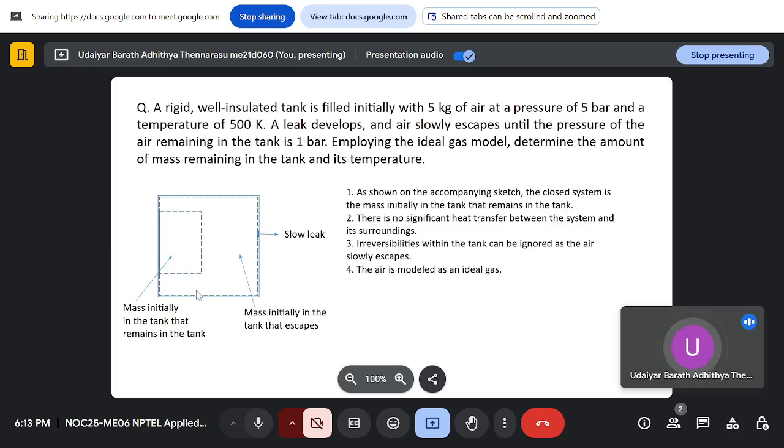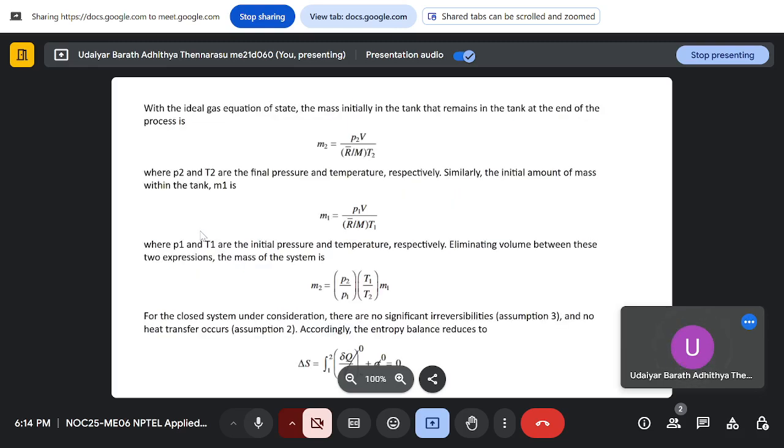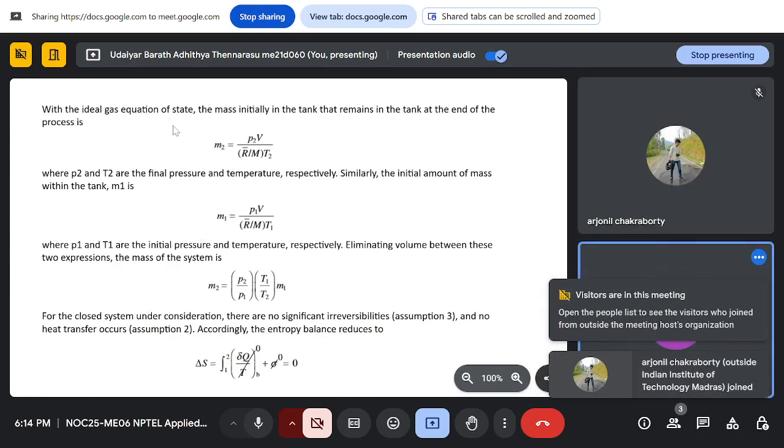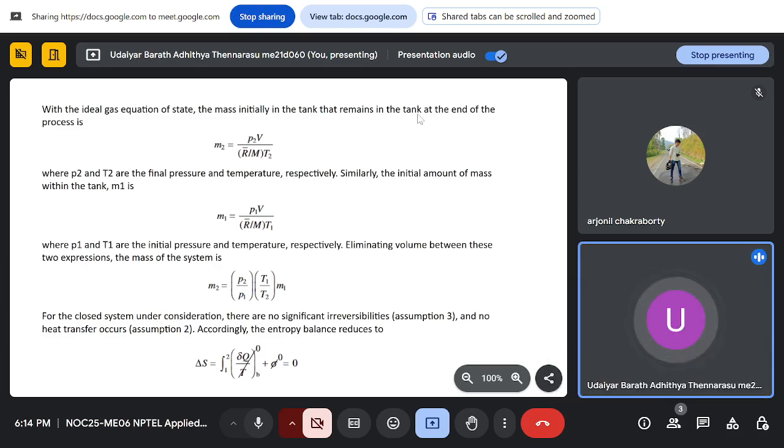What is given is, we have a cylinder or a tank which has 5 kg of air at 5 bar and the temperature is 500 Kelvin. A leak develops and air slowly escapes, so there is a slow leak, until the pressure is 1 bar. We need to find out how much mass is remaining in the tank and what is the temperature. Just like how we did it previously, we will do the same calculation here, with the ideal gas equation, for the mass that remains in the tank at the end of the process.